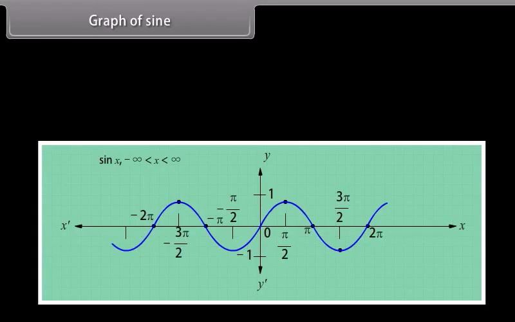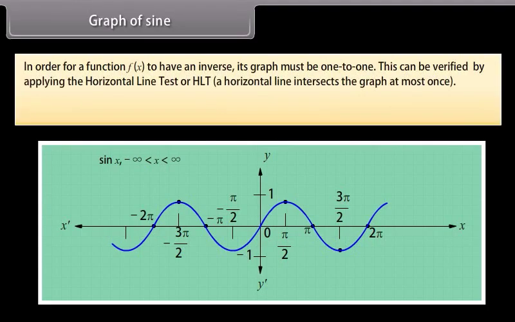This is the graph of f(x) equals sine x. In order for a function f(x) to have an inverse, its graph must be one-to-one. This can be verified by applying the horizontal line test, or HLT: a horizontal line intersects the graph at most once. Clearly, the graph of sine x fails this test. So, how do we define the inverse of sine x?